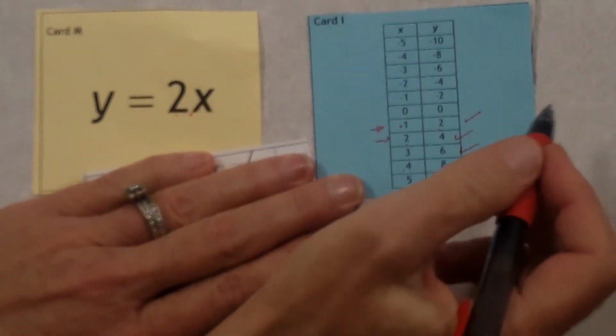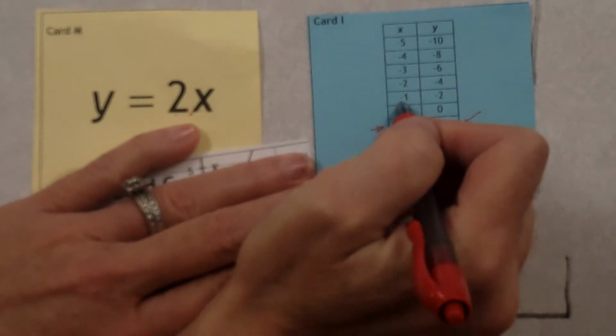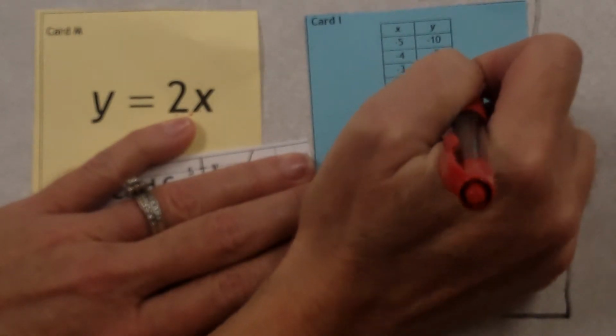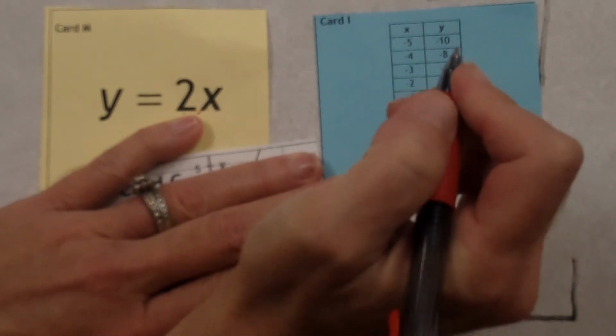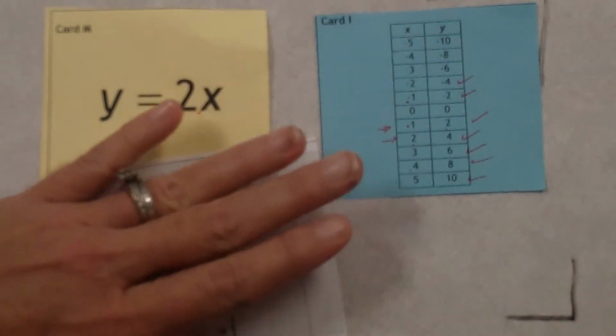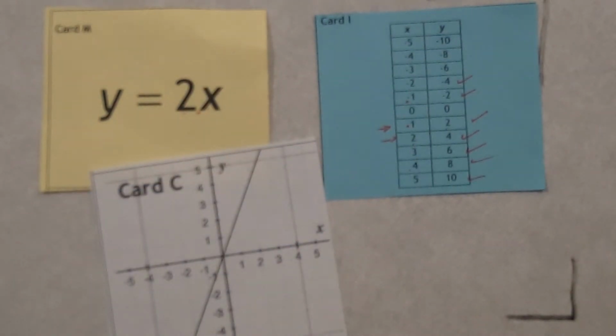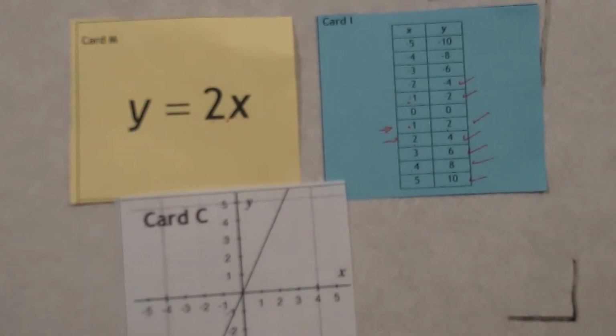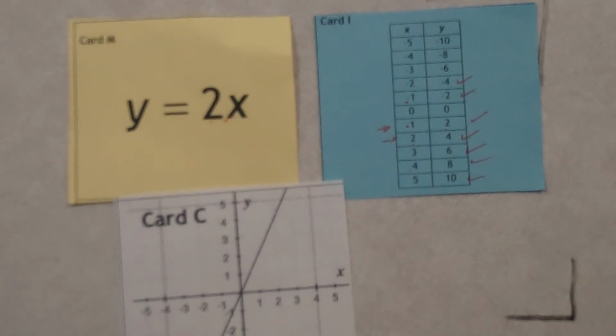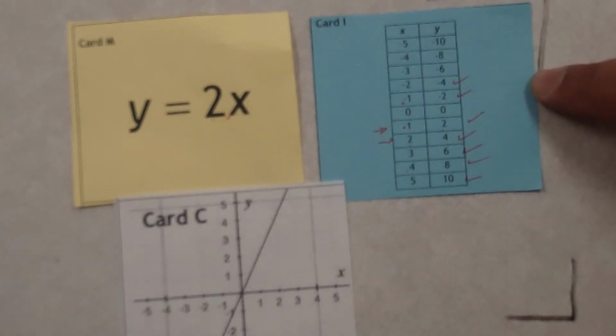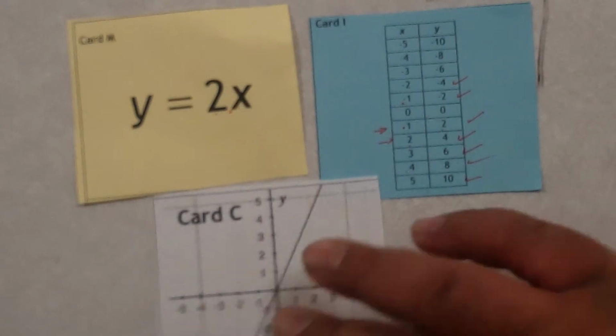Well, maybe I better check my negatives. 2 times negative 1 is negative 2. 2 times negative 2 is definitely negative 4. I think I'm pretty confident that I have a good match here. All right, so we have card M for yellow matching with card I for blue and card C for the graph. All right, I think we agree. Let's move on.